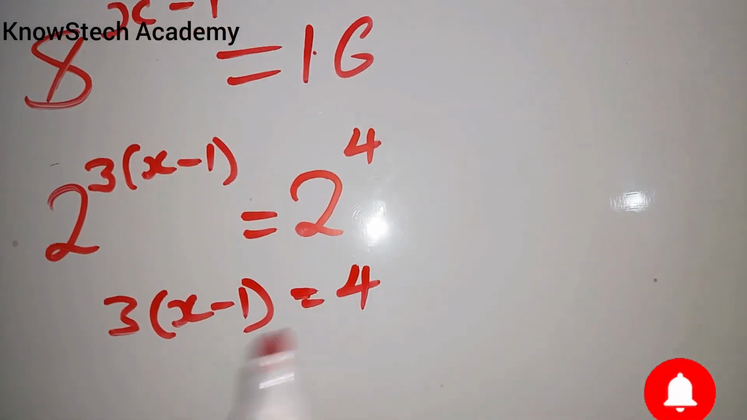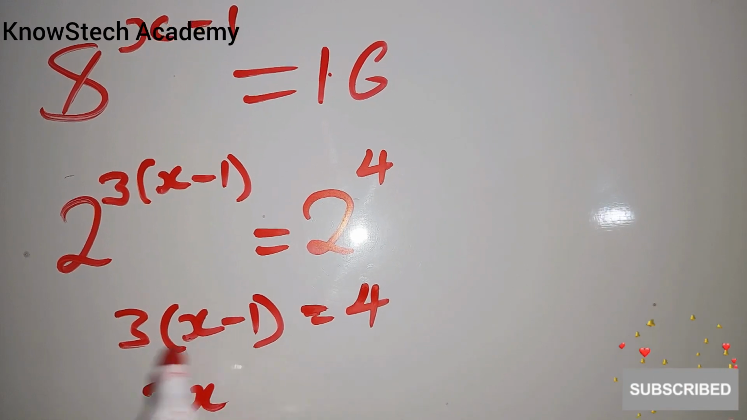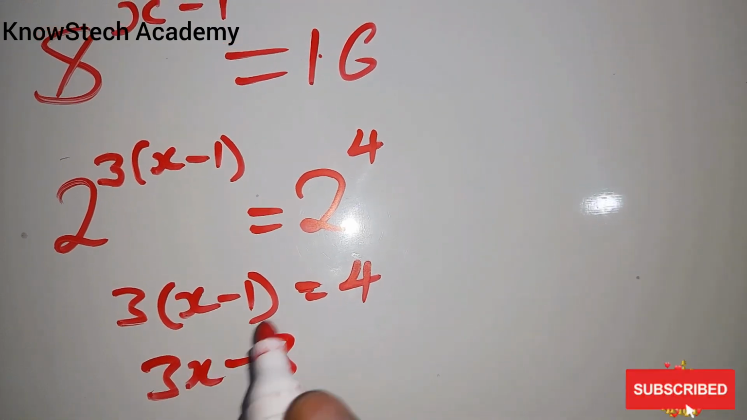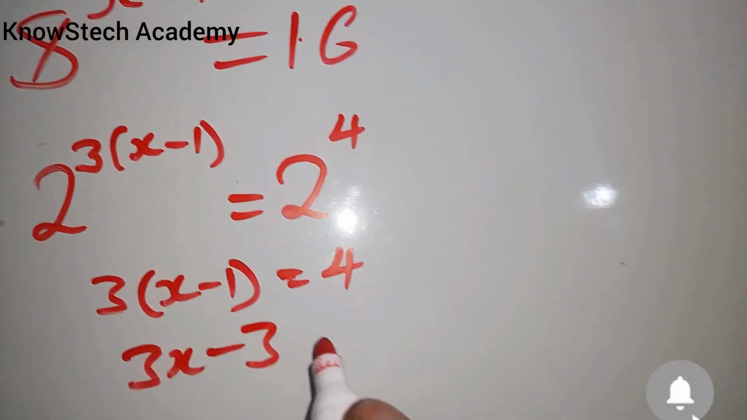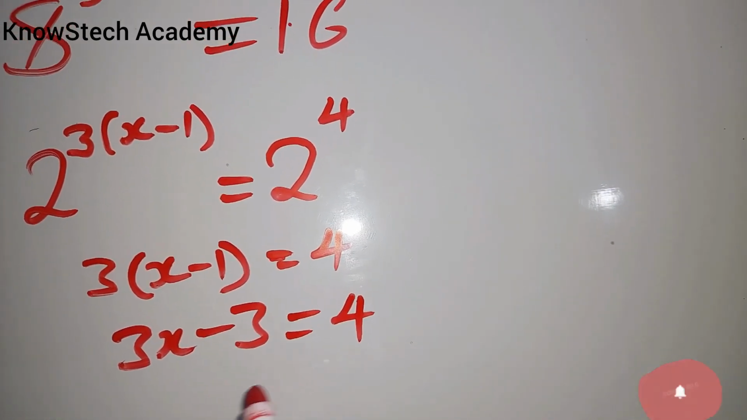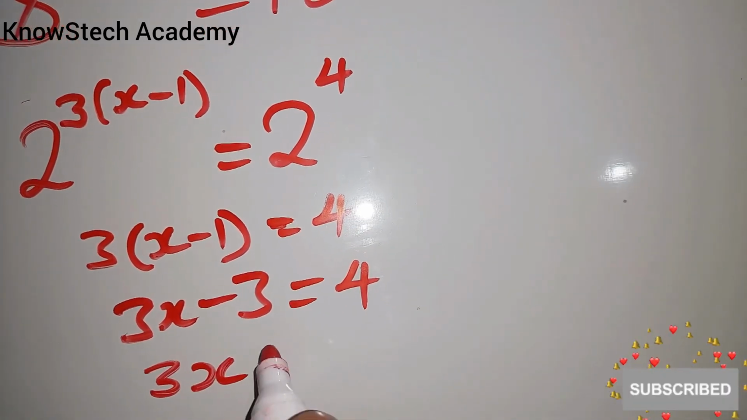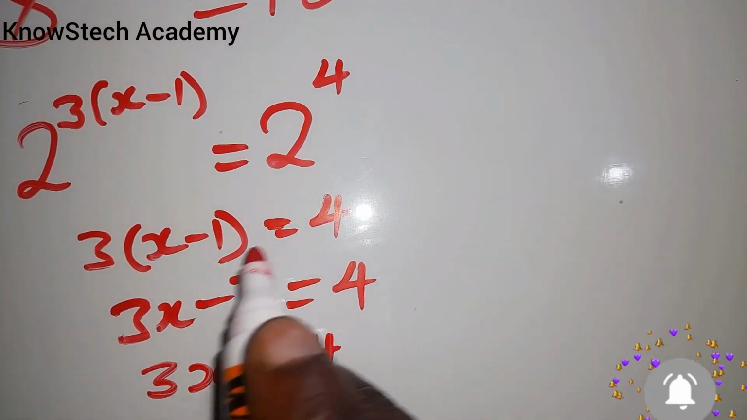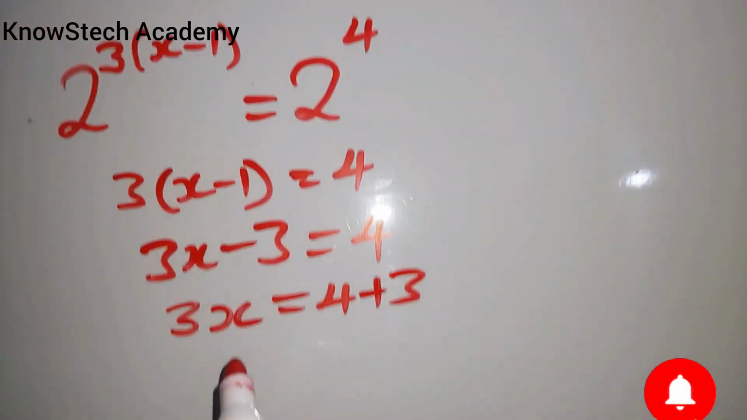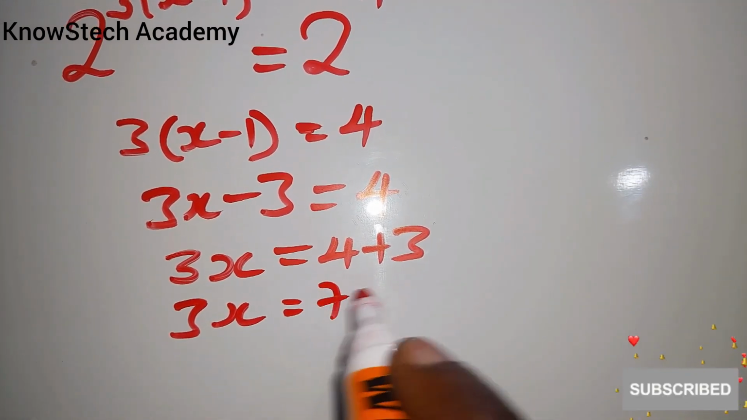4. Then we expand: 3 times x is just 3x. 3 multiplied by negative 1 is negative 3, is equal to 4. Then here you collect the like terms, so we have 3x is equal to 4. This negative 3 will be positive 3. Okay, then when you reach here, it will be 3x is equal to 7.